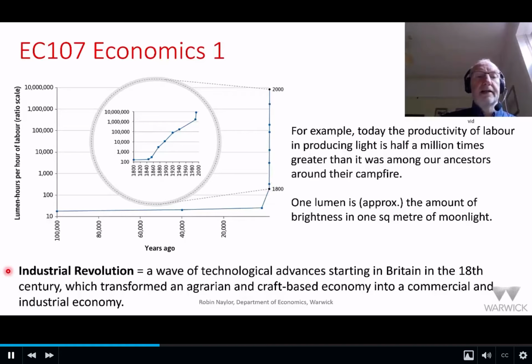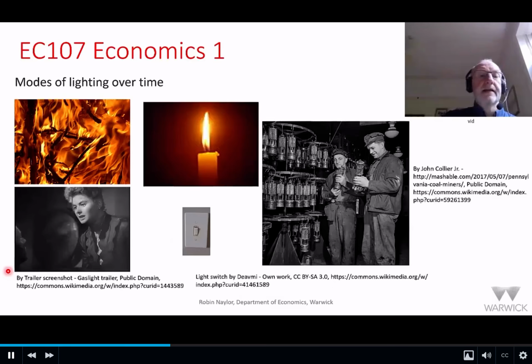So how are we defining the Industrial Revolution? Well, we're thinking of it as a wave of technological advances which started in Britain in the 18th century and which transformed an agrarian and a craft-based economy into a commercial and an industrial economy. And here's just some pictorial examples of the kinds of fire we're talking about. So for many hundreds of thousands of years, fires were producing really rather little light based on campfires.